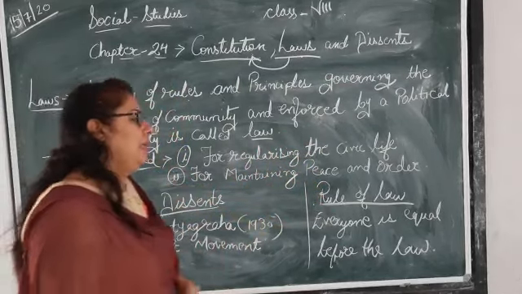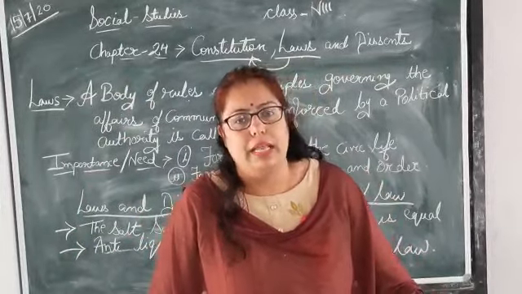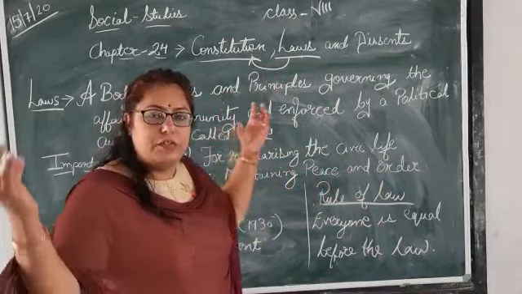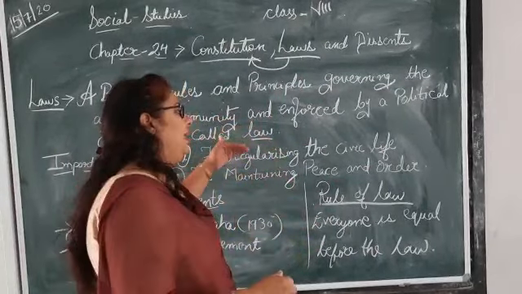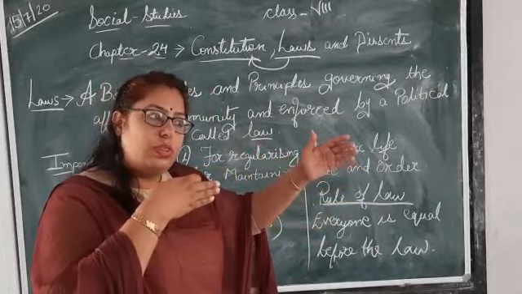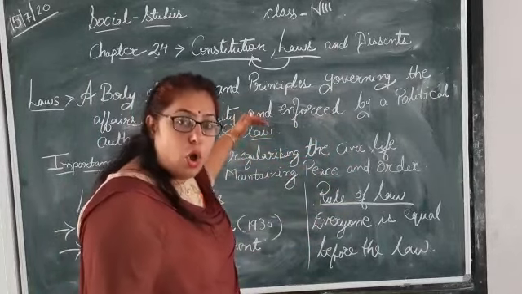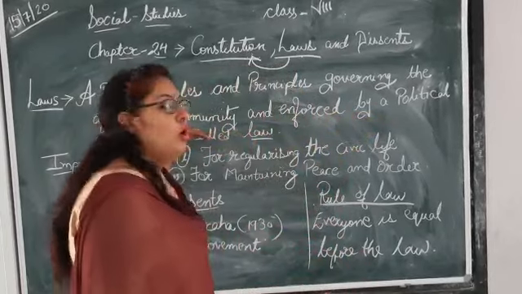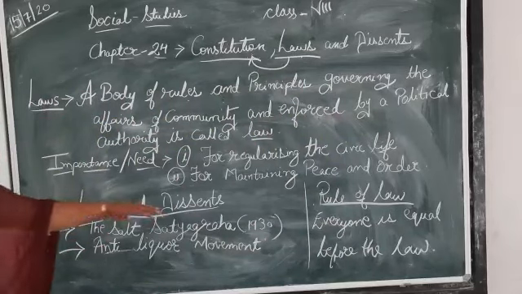Second thing, for maintaining peace and order, the same thing I told earlier: laws are required for maintaining peace and order in society. If laws are not there, people will fight with each other, they will not follow anything. So for maintaining peace and order, and for the smooth running of the society, the nation or country, we require certain laws, and these laws are mandatory and decided by our political authority. Done, beta? Our next topic is laws and dissent.